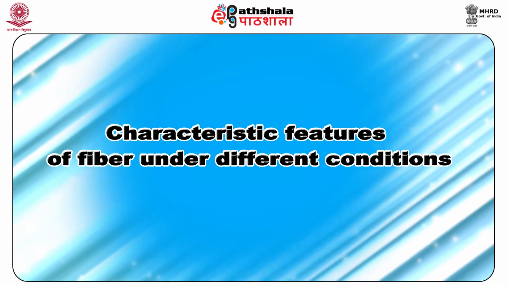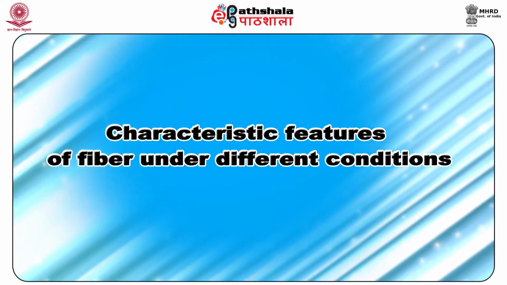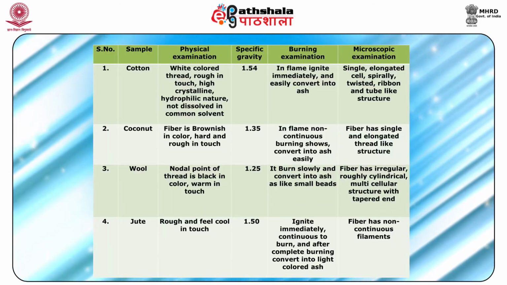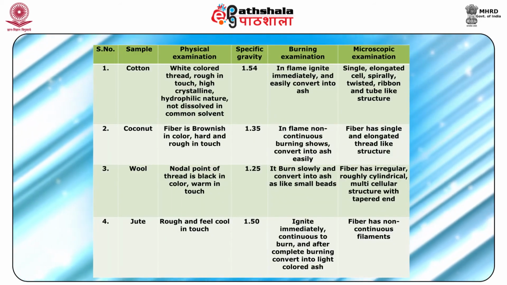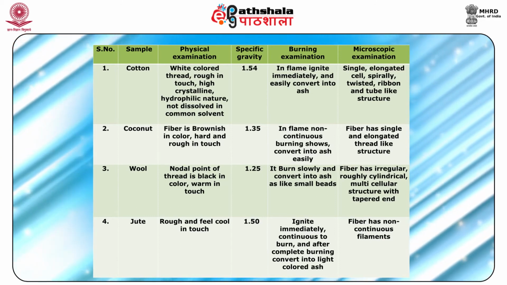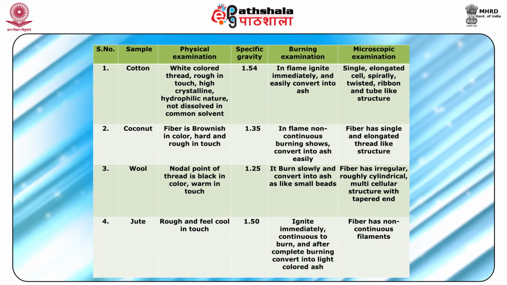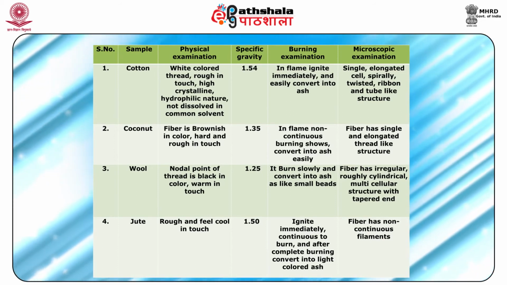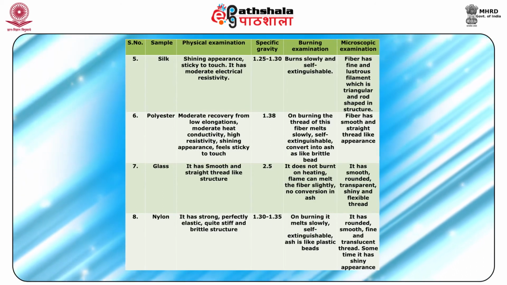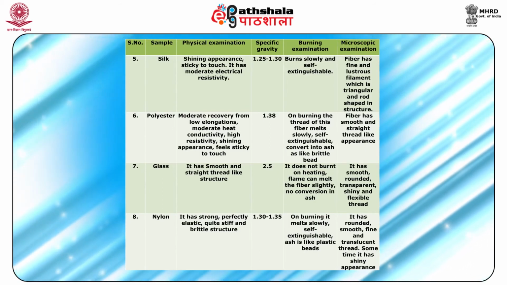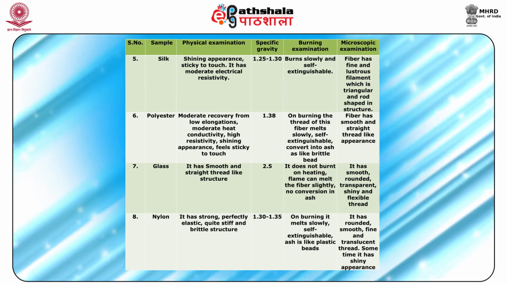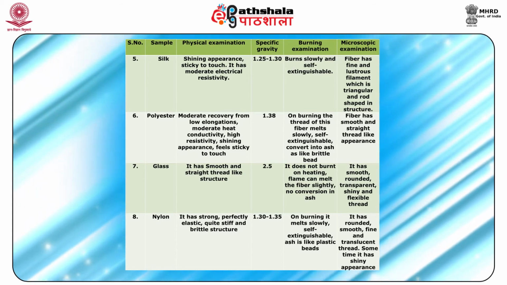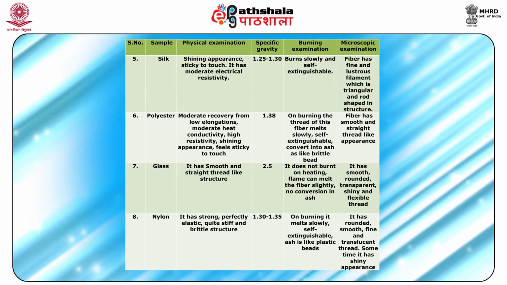Now, moving on to the characteristic features of fiber under different conditions. We have samples ranging from cotton, coconut, wool, jute, silk, polyester, glass, and nylon. The various characteristic features given in the table are physical examination, specific gravity, burning examination, and the microscopic examination.